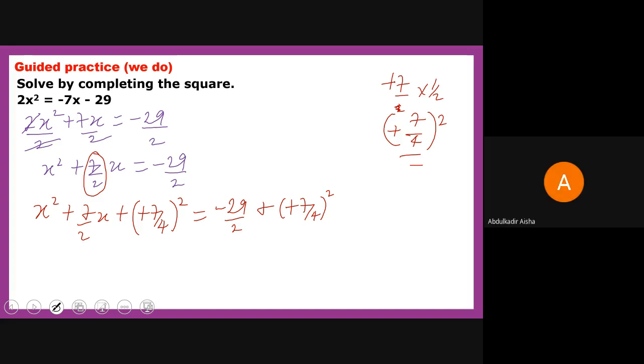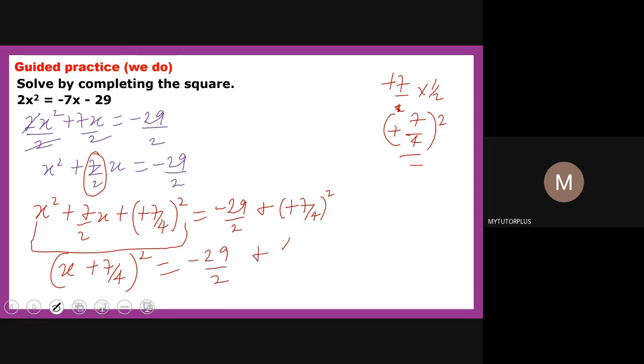Yes. Now, the next thing is to express the left-hand side in perfect square form. So in perfect square form, this will turn to x plus 7 over 4 all into bracket square equals, at this right-hand side, I'm going to have minus 29 over 2 plus 7 square will give us 49. 4 square will give us 16.